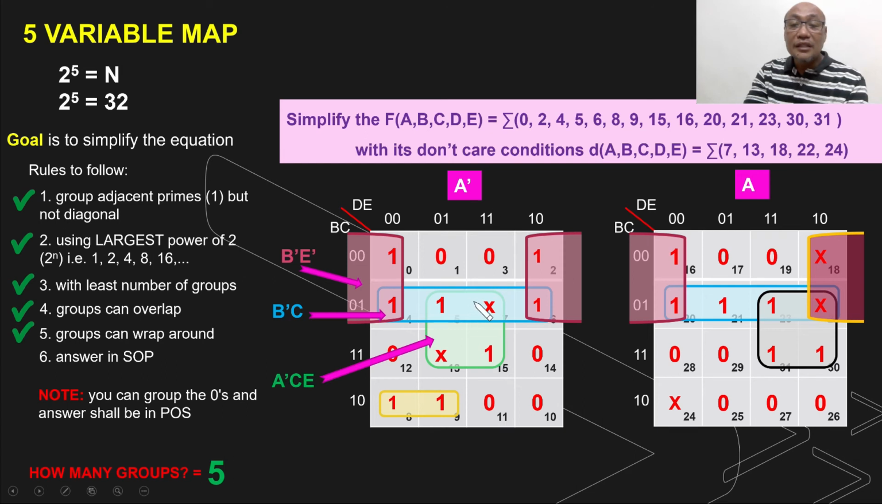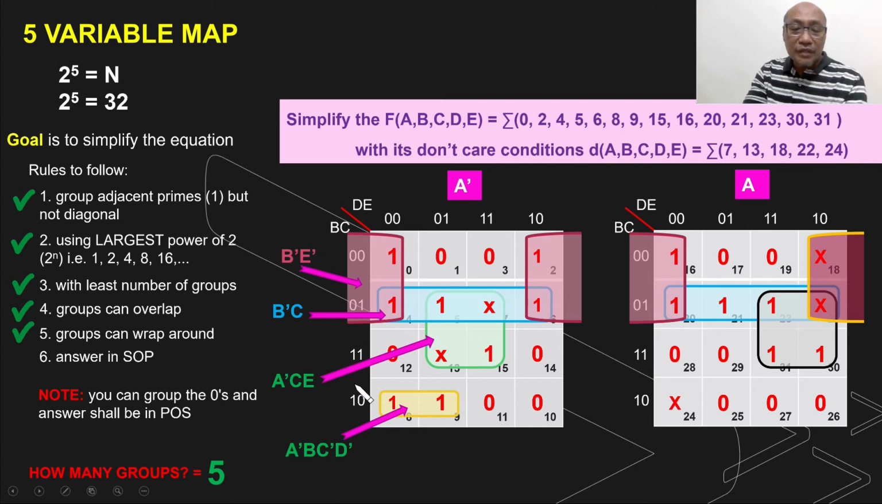Since the green one belongs only to A prime and it cannot be seen on A, so A prime will remain. Then we have here C and here is E. This one, the yellow group, again is equivalent to A prime. Then we have B, C prime, and here will be D prime.